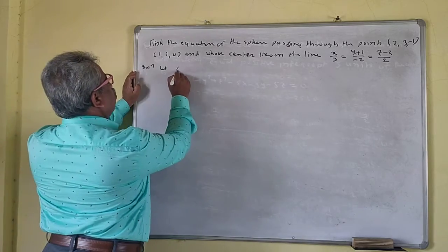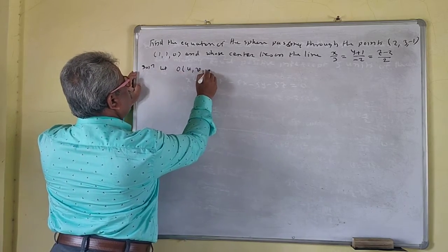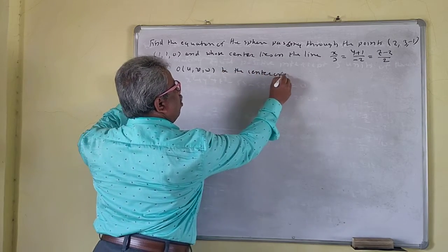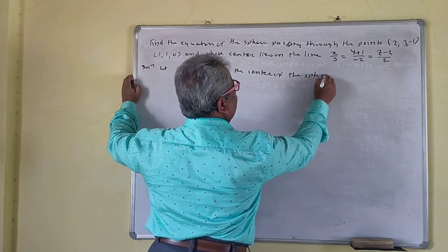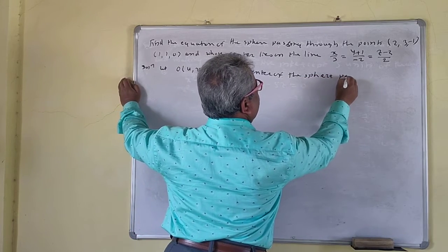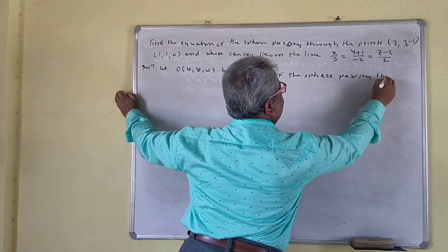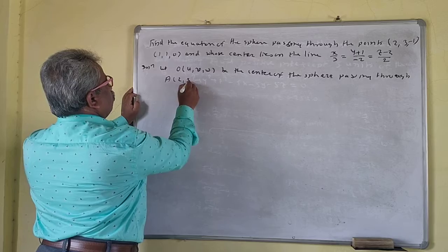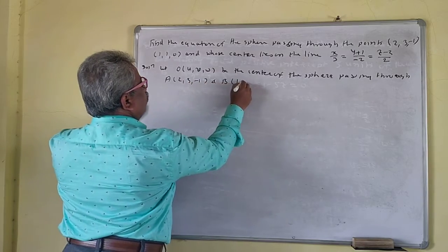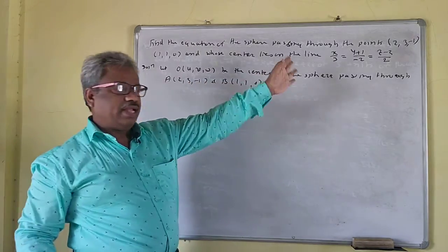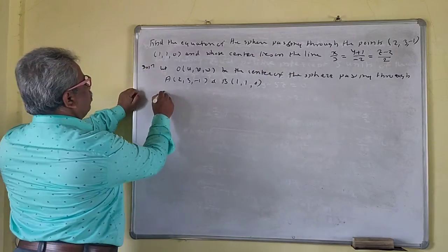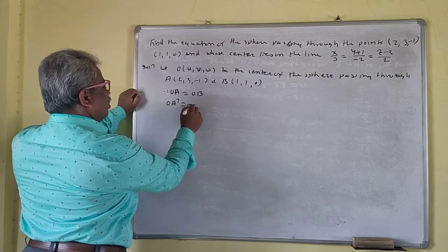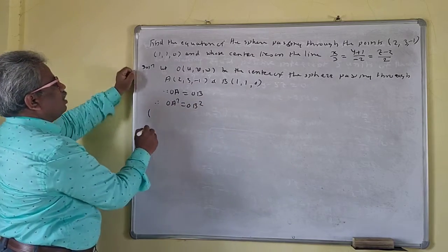Let O(u, v, w) be the center of the sphere passing through A(2, 3, minus 1) and B(1, 1, 0). We'll take the benefit of the line later on. So therefore OA is equal to OB. Therefore OA square is equal to OB square. So we'll write OA square now.